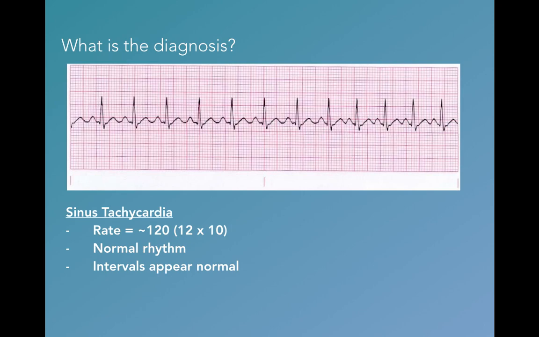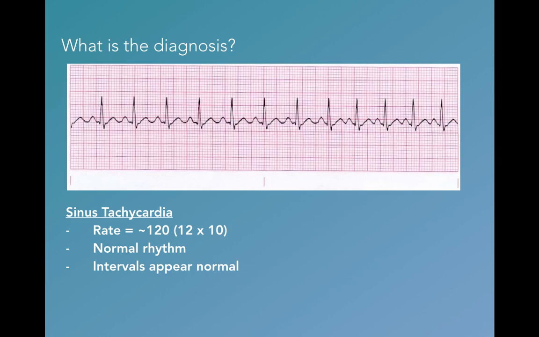So this is just normal sinus tachycardia. It's a rate of 120. There are 12 of these, so multiply that by 10, you get 120 beats per minute. The rhythm is normal. There's P waves, so it's coming from above the ventricle. So this is normal sinus tachycardia. And I'm not going to go into causes of sinus tachycardia, but there's a huge list. Common ones like anemia, hyperthyroidism, anxiety, stress.